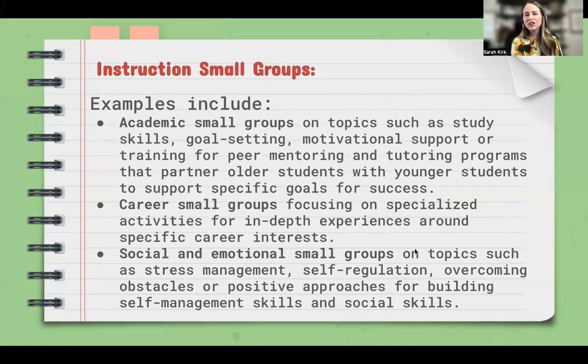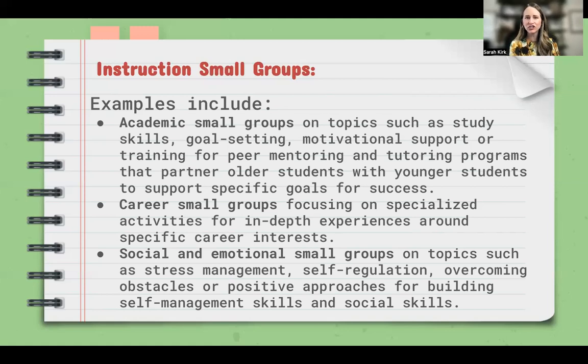So some examples include sometimes we provide academic small groups that are instructional in nature, and that would be topics such as study skills or goal setting. I often did test prep small groups or motivational support or some sort of topic like that related to academics, but we're providing instruction on how to build a skill or how to improve their skills to have more success in the areas of academics. So those are pretty popular, right? I'm sure a lot of things are coming to mind for you.